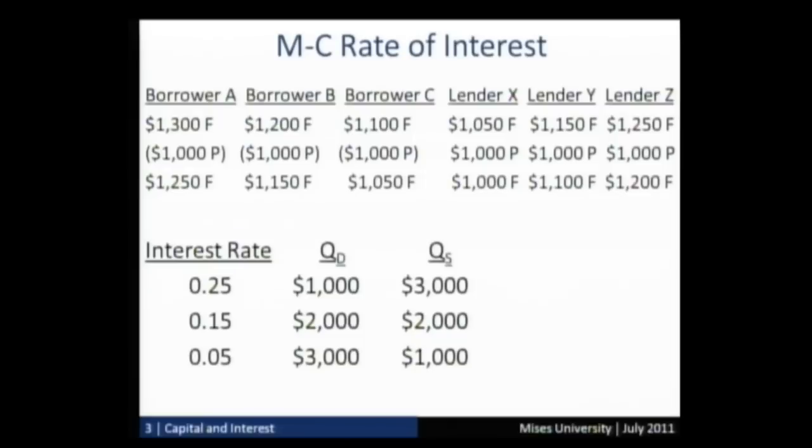So borrowers have higher time preferences. They're willing to pay larger premiums in order to acquire present money. Lenders have lower time preferences. They're willing to accept lower premiums to make these trades. The interest rate emerges, the market clearing rate emerges just like it does for goods. Then it would be that rate where the quantity demand of present money, the quantity demand lent, and the quantity demand borrowed are equal.